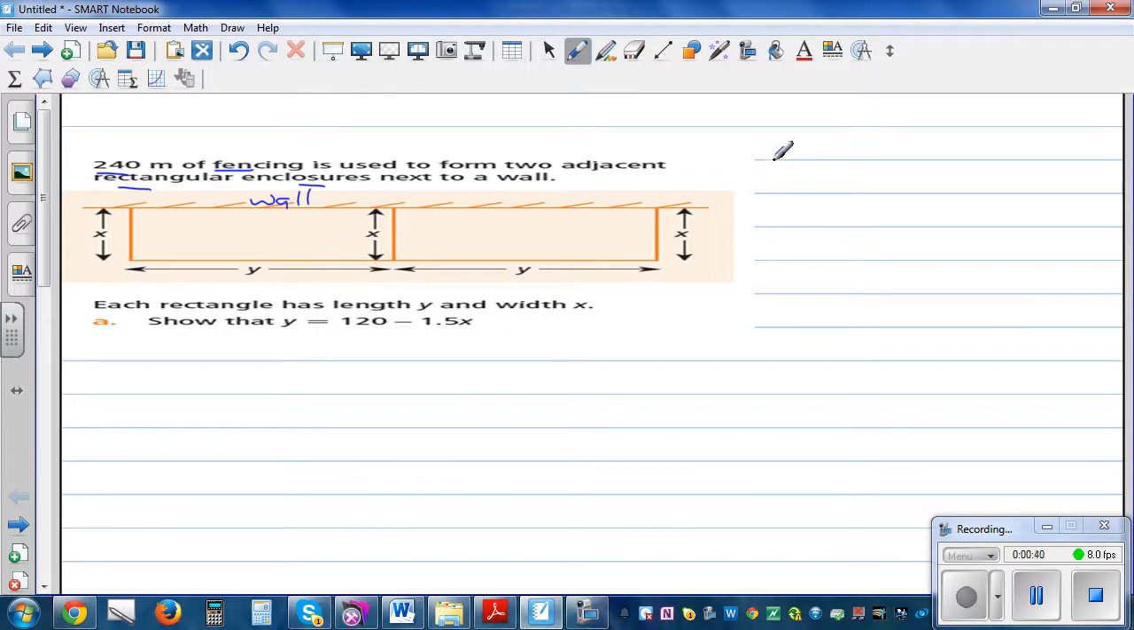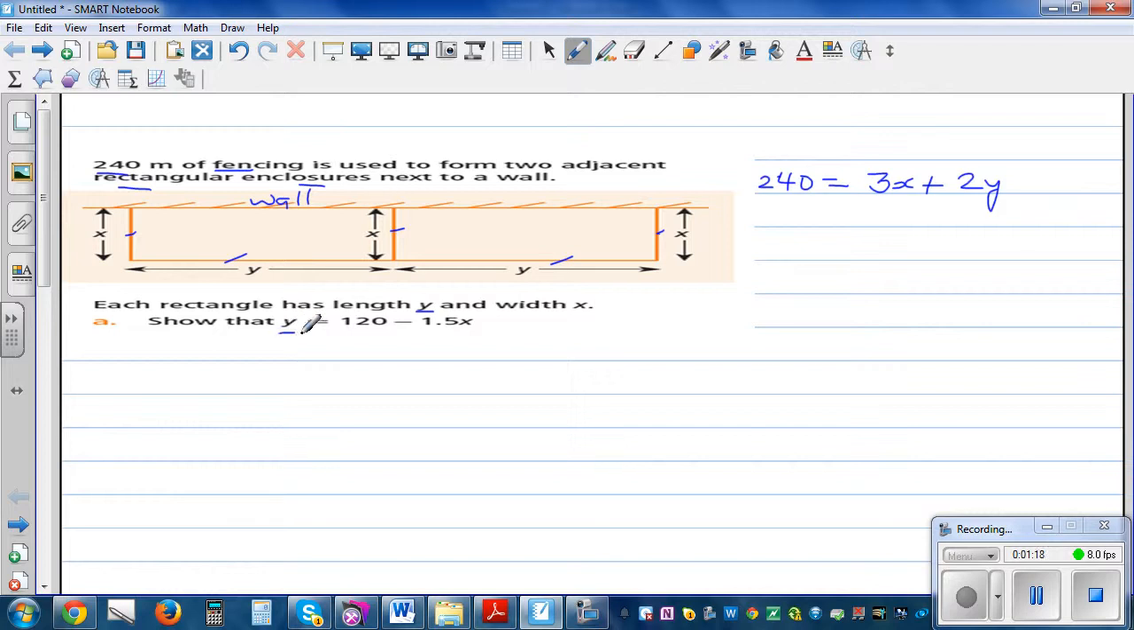So what have they given us? They have given us that 240 meters is what is going to be used for fencing. 240 meters of fencing is equal to how many lots of X are there? You're going to use fencing here, here and here. So that is 3 lots of X, so that is 3X. And then you've got 2 lots of Y, so plus 2Y. Each rectangle has a length of X and a width of Y. You can also say this is the height or width.